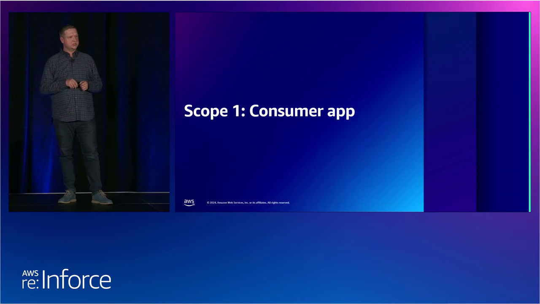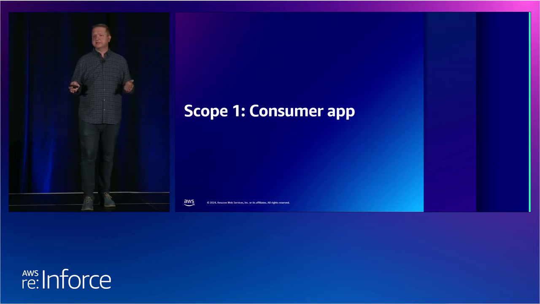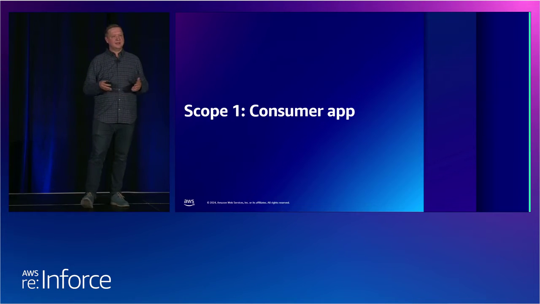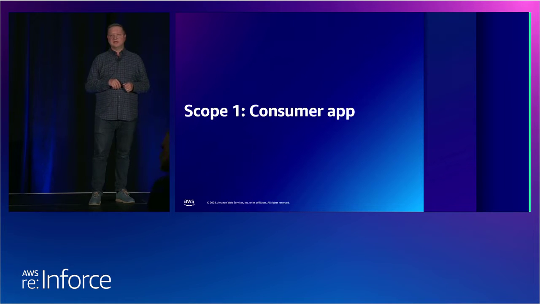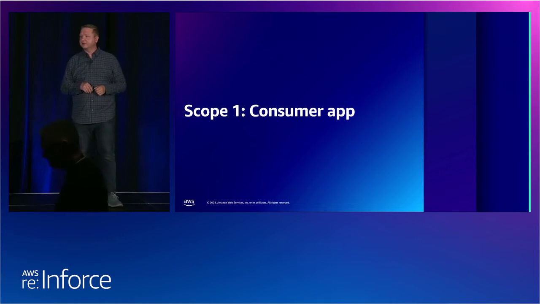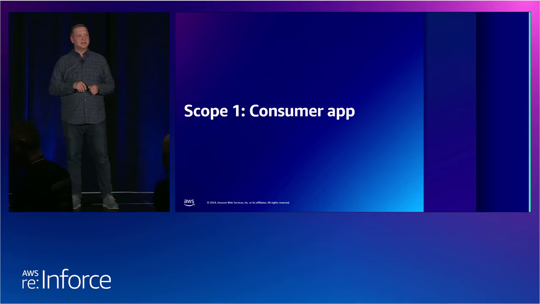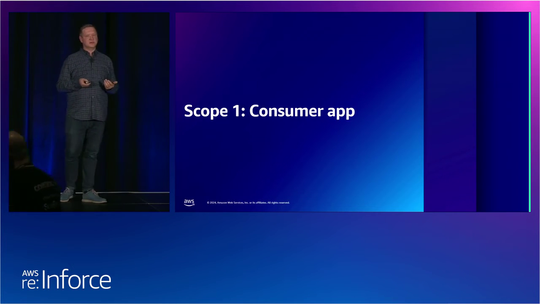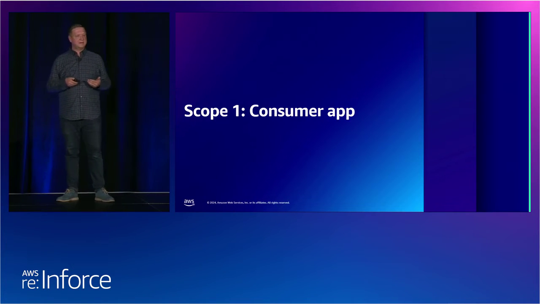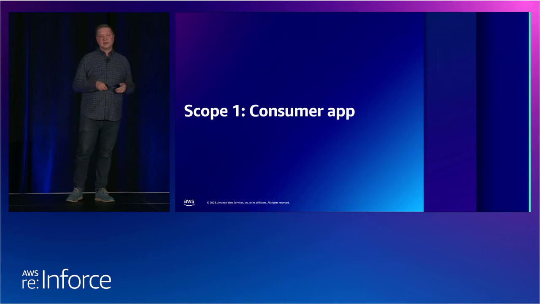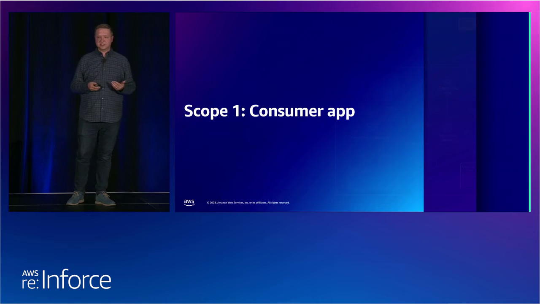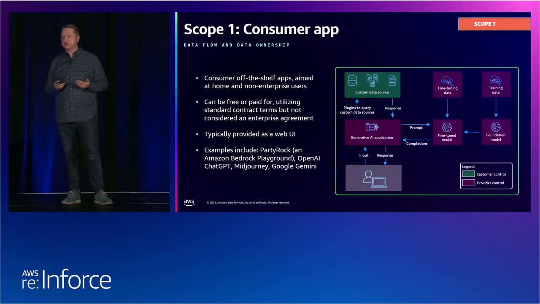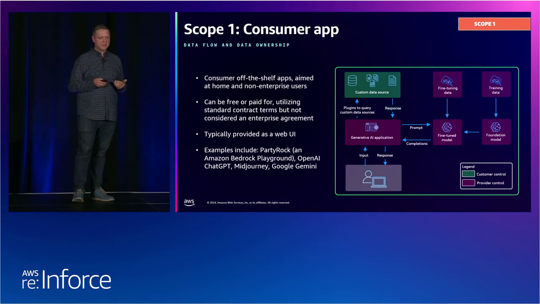The first one is the consumer app. And, okay, show of hands, who uses something like ChatGPT? Okay. Who's played with Amazon PartyRock? All right, great. These are great examples of consumer-grade apps. These are apps that are typically free. So when apps are free, you have to really understand the terms and conditions in the end-user license agreements of how they're going to use your data.